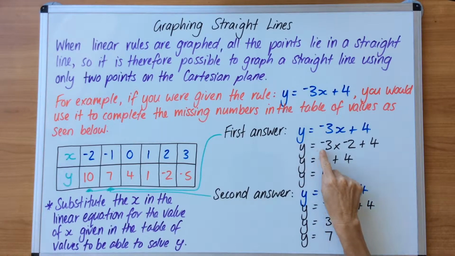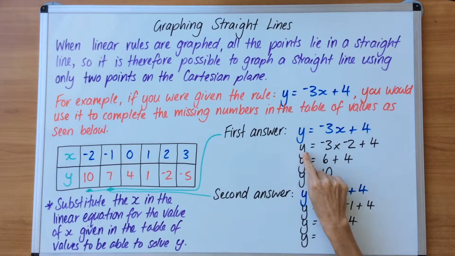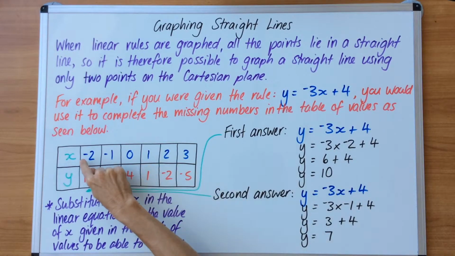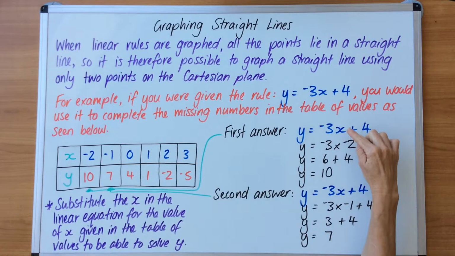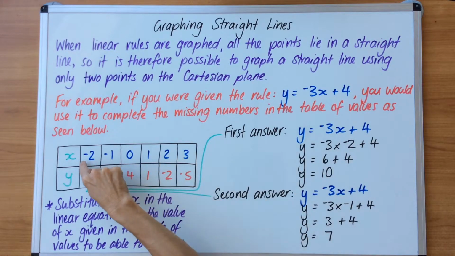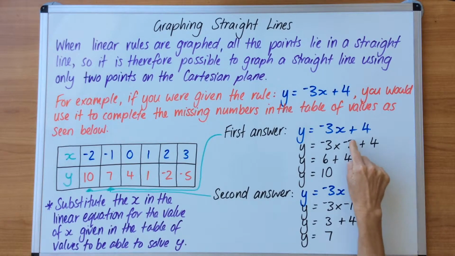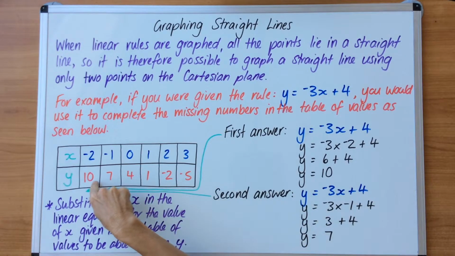So I've now got my second line of substitution, so y equals negative 3 times negative 2, because that's the value of x. So I've substituted the value of x for the value of x in the table of values, because we are focusing on this one here. And I drop down the plus 4. I solve the multiplication. Negative 3 times negative 2 equals 6. Drop the plus 4 down and add those together to get 10, and I write that into the table.